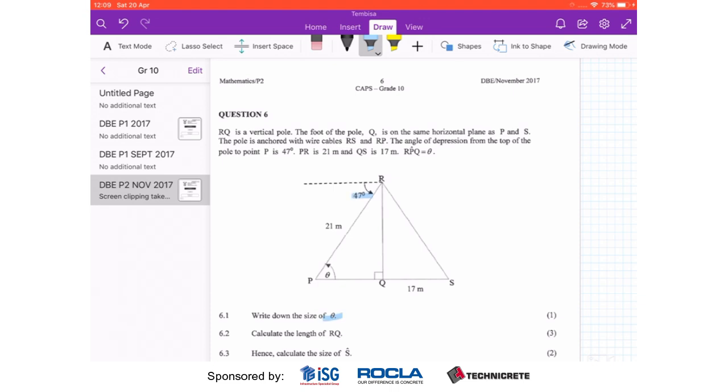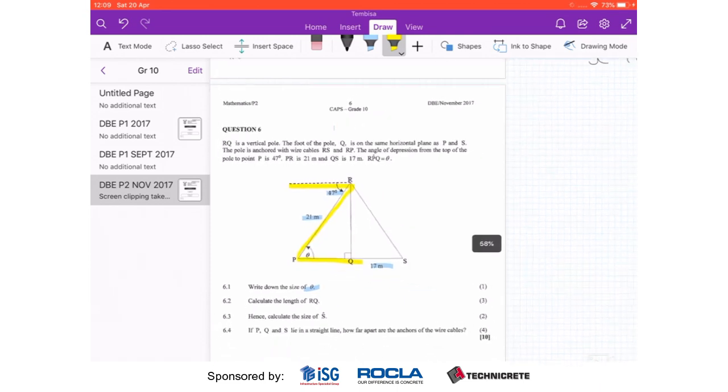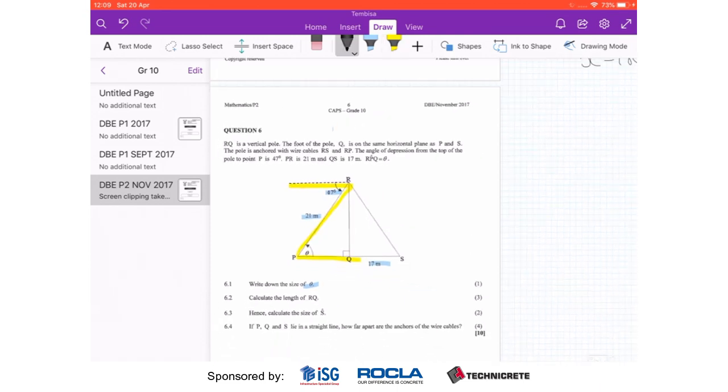So they give me a 47, 21 and 17. They do give me a right angle. So easily I can see that this angle of depression, so what law can I use, is alternate angles. So 6.1 theta is equal to 47 degrees. You can give your reason as well, even though it's not geometry. The reason is alternate angles. Okay.